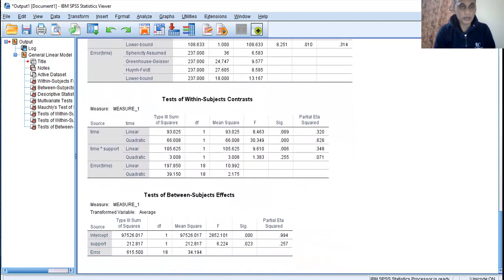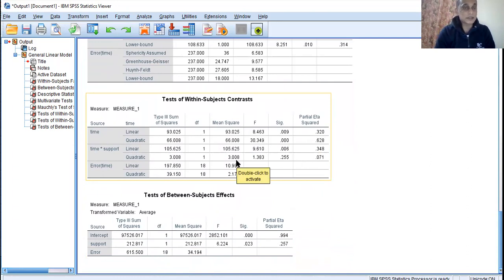Now coming to the analysis, we will talk about the tests of within-subject contrasts. For time, the F value is 8 point something, and the significance is 0.009. So all these values we are noting. For the interaction between time and support, the F value is 9.6 something with a significance of 0.006. So these are things we are accepting.